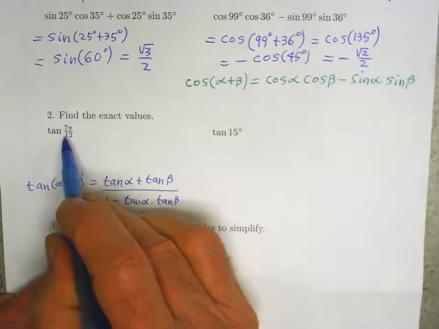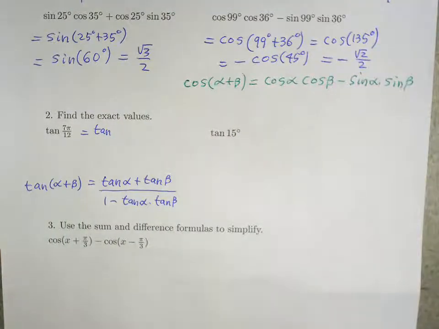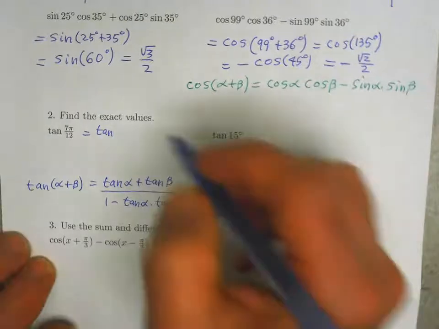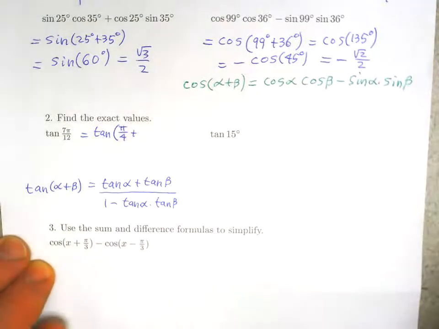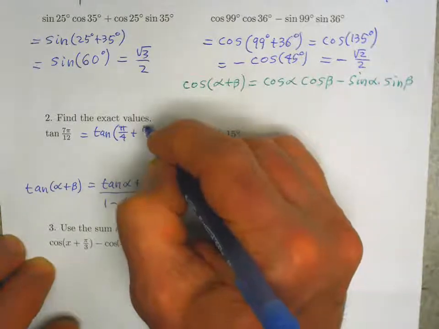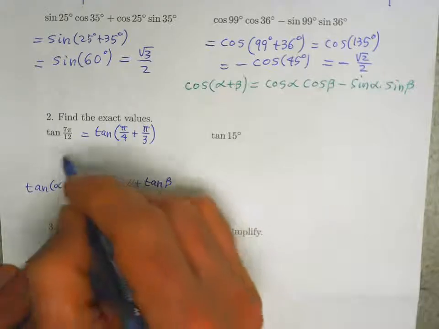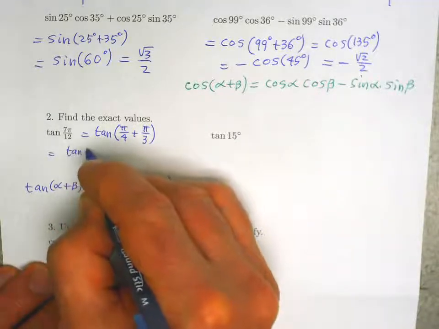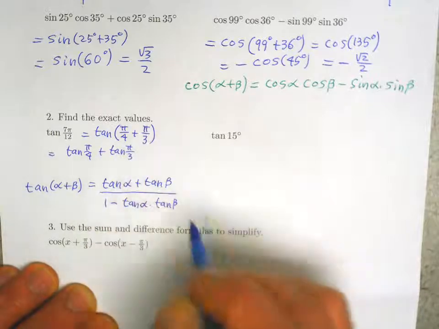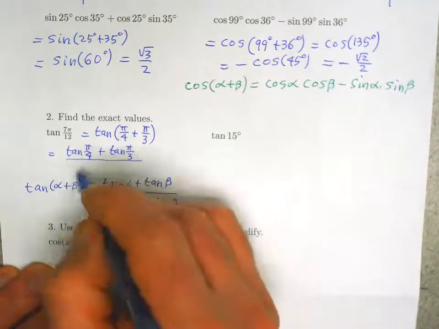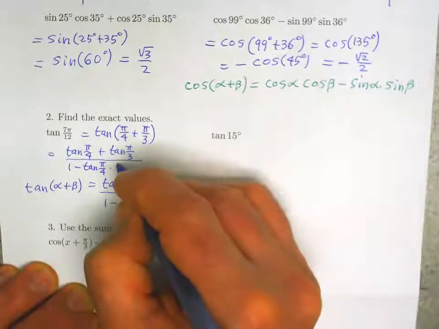So we can think of tangent of 7 pi over 12 as tangent of a sum: 3 pi over 12 plus 4 pi over 12. But 3 pi over 12 is pi over 4, and 4 pi over 12 is pi over 3. So we just apply the sum formula. In the numerator, we get tangent of pi over 4 plus tangent of pi over 3. And in the denominator, 1 minus tangent of pi over 4 times tangent of pi over 3.